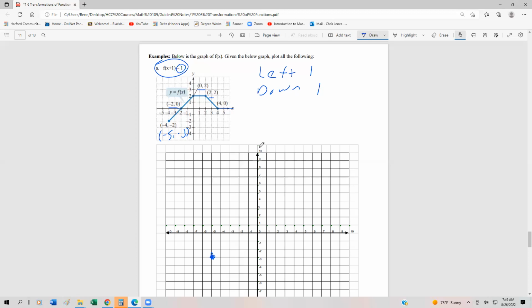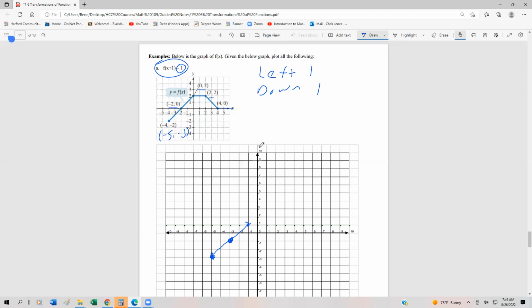And then we have -2, 0, that's going to be -3, -1. And then we have 0, 2, so that's going to be -1, 1, right? And that completes the line, the increasing portion of this. So it's going to go up, up, up.